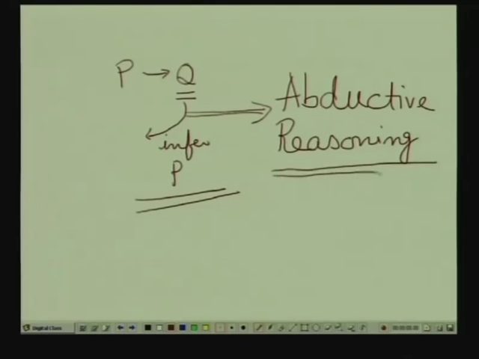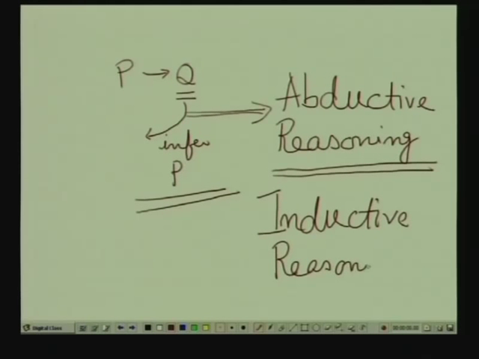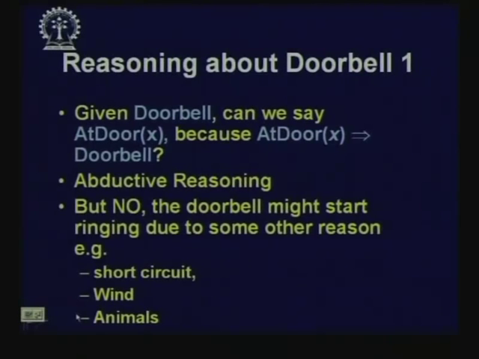And whenever there is a doorbell, you expect that someone is at the door and you rush to the door to open it. Most of the time you are right, but always you may not be right, we will see that. So, this sort of reasoning is also very useful, abductive reasoning. Maybe at a later point of time we will discuss some other form of reasoning which is known as inductive reasoning. We have not yet discussed that. Okay. So, this gives me an opportunity to just introduce abductive reasoning to you.